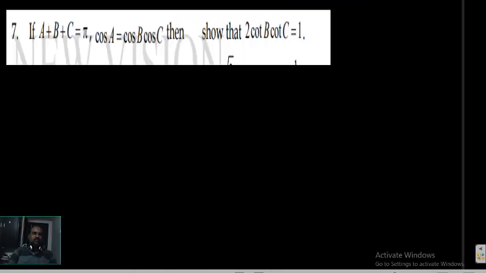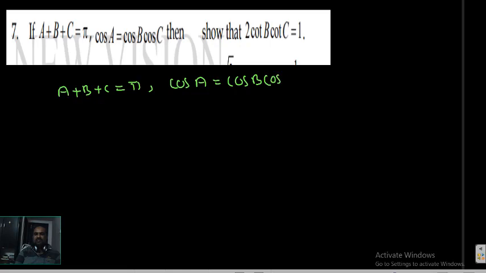Yeah, our next question: a plus b plus c equal to pi, cos a equal to cos b cos c. From this you want to show that 2 cot b cot c equal to 1. Observe students, in the required result only cot b and cot c are there, angle a is not there. That means here you need to eliminate angle a.